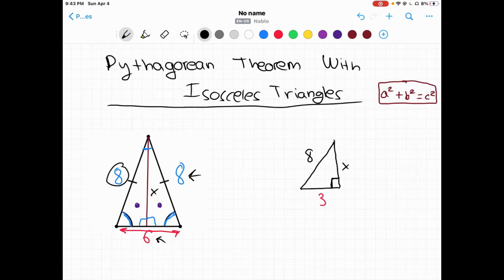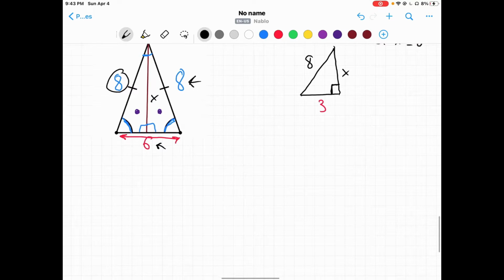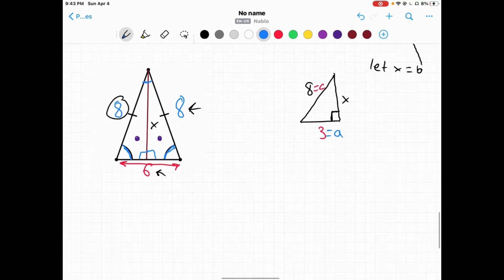Now, we're going to let x equal b so that we can plug it into the Pythagorean theorem formula and understand it a little bit better. So let's go down here. Now, what do we know? We know that 8 is the hypotenuse, so it's going to be C. We have that 3 is the shortest side, so it's going to be A. And we defined x right here, so x is going to equal B.